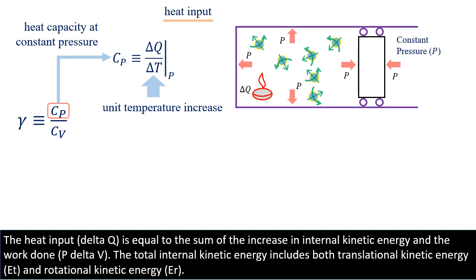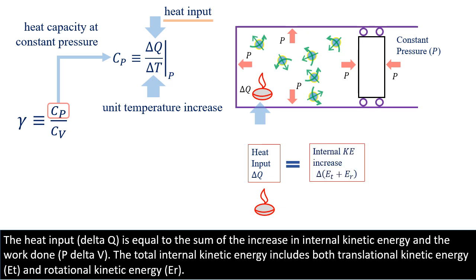The heat input, delta Q, is equal to the sum of the increase in internal kinetic energy and the work done, P delta V. The total internal kinetic energy includes both translational kinetic energy, ET, and rotational kinetic energy, ER.